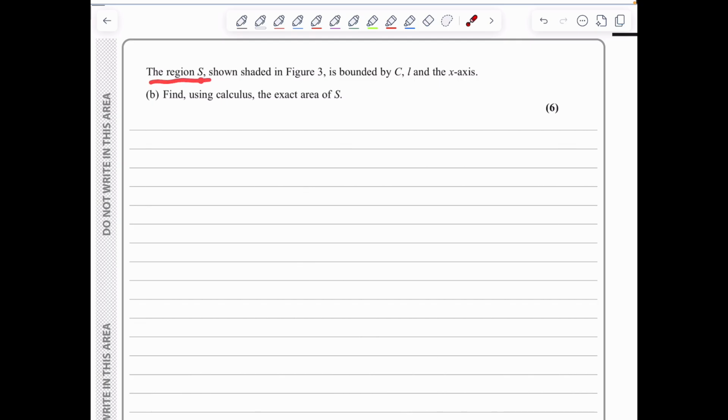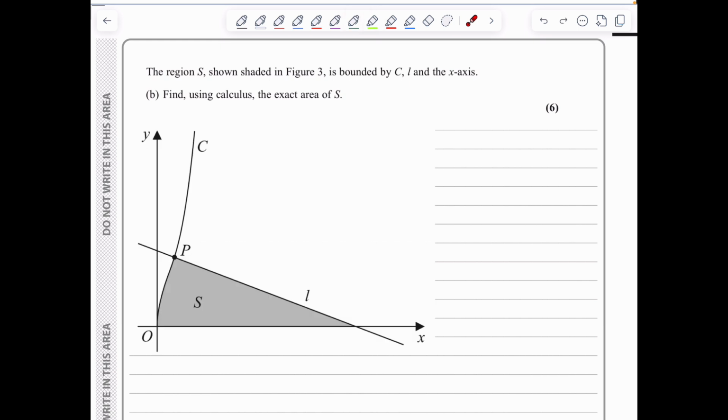We're now told that the region S, shown shaded in figure 3, is bounded by the curve C, L, and the x-axis, and we need to use calculus to find the exact area of S. So this is the area here. We already know that the parametric equations for x and y are x is sine squared t and y is 2 tan t. We know that the parameter at point P is pi over 4. We already found the coordinates of P being a half, 2, and I will be calling this point here Q. I know the equation of the line, it's 8y plus 2x is 17, so that's the point Q.